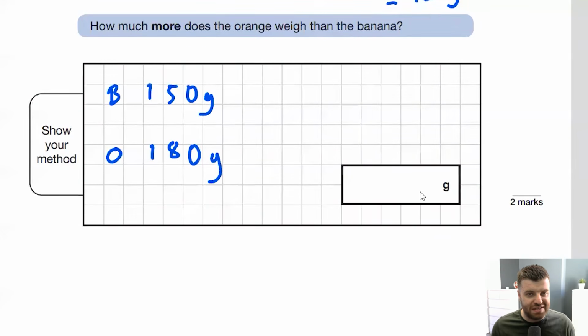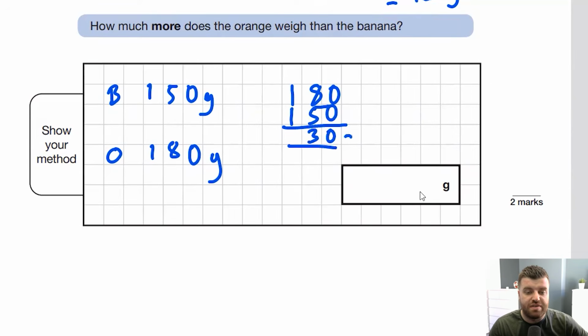That's still not the end of this question for 2 marks. How much more does the orange weigh than the banana? We've just got to find the difference, guys. So 180 grams for the orange, 150 for the banana. You might be able to do this in your head, but just always show your working out to be sure. The answer is 30 grams. Lots of steps there to get your 2 marks.